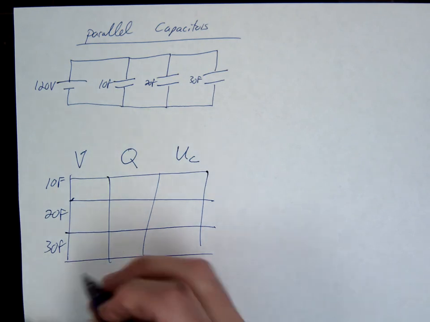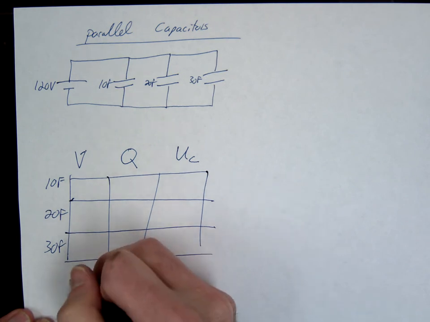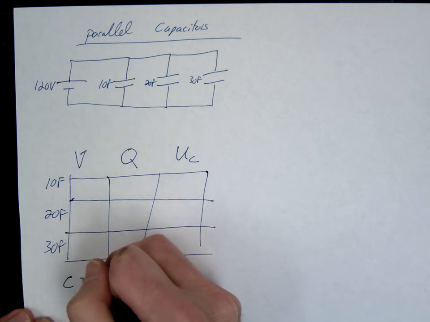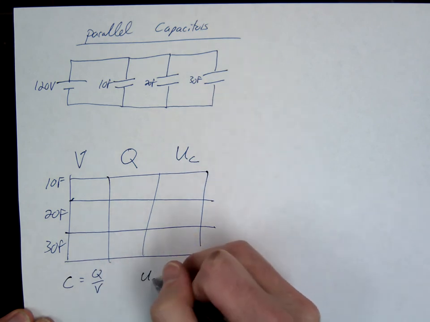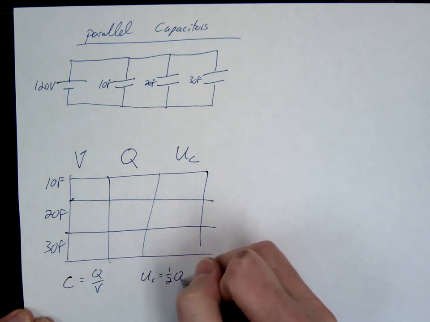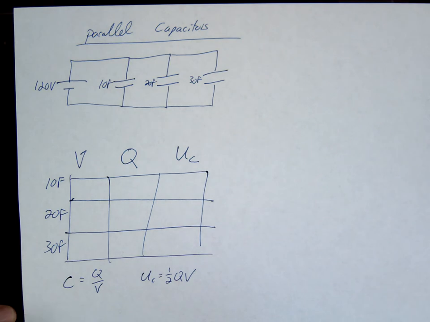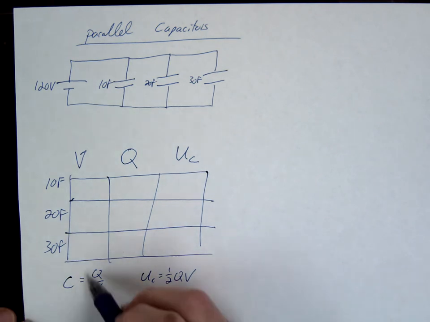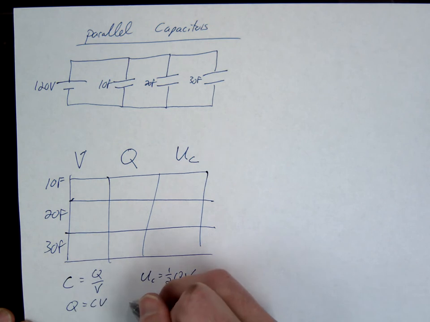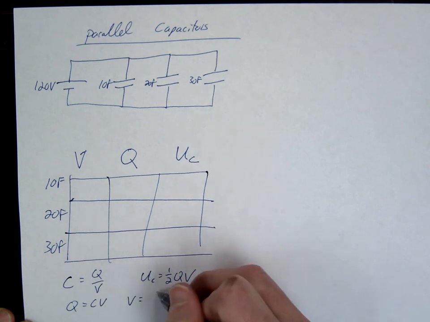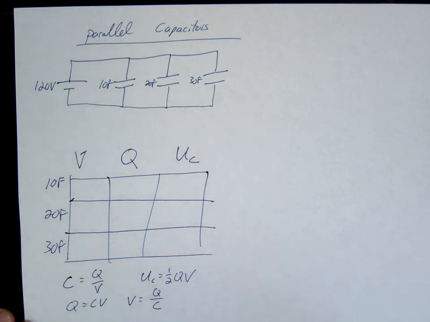Okay, and so the two main equations we would use are C equals Q over V, and then U_C equals 1/2 Q times V. And we're typically going to use different versions of this one. So Q equals CV, or V equals Q over C.